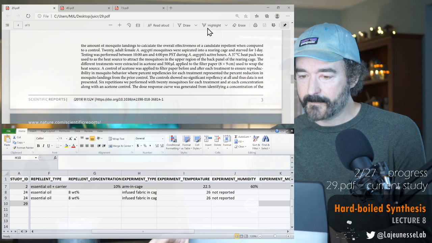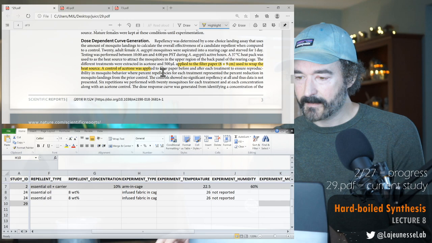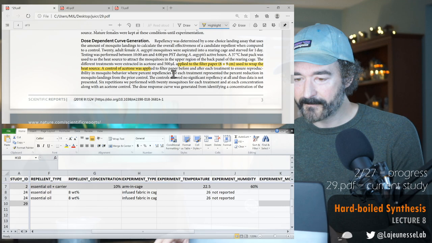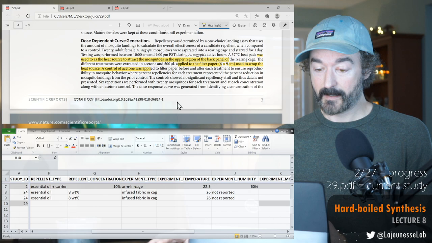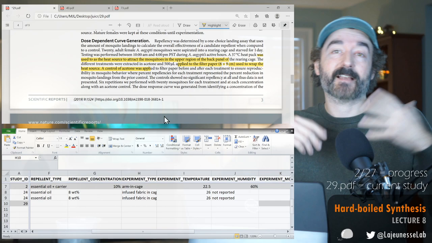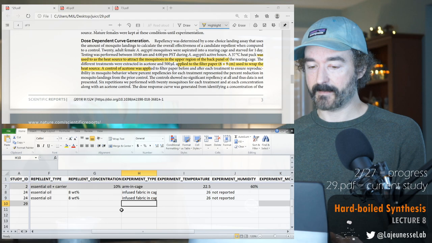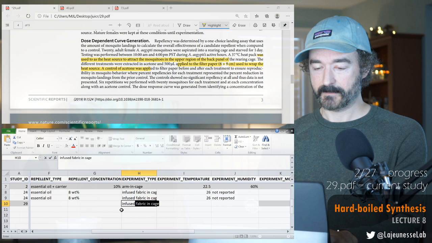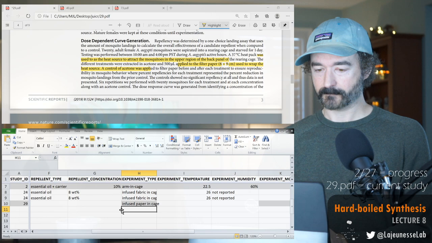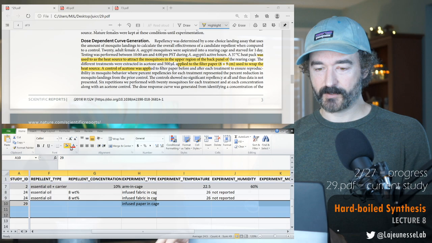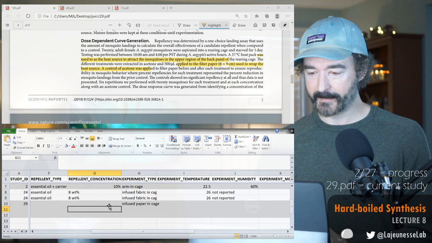Okay, and then filter paper, to ensure acetone, and it looks like they warmed up the filter paper. A heat pack was used as a source of the attractant. Okay, so no humans as the attractant. Again, a piece of filter paper gets warmed up, and on it is a repellent or some other control. Infused paper in cage. I'm just going to change the color. Pardon the noise, there's trees getting cut in the neighborhood.